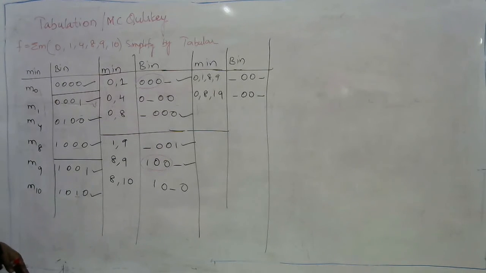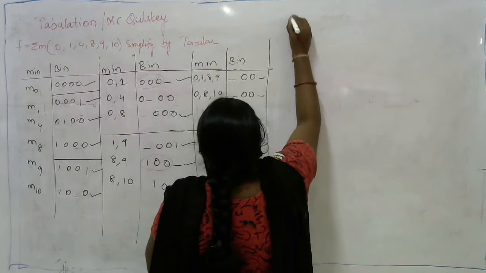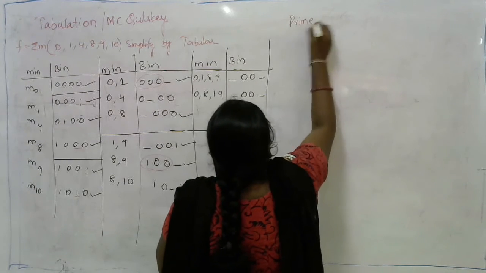So the next step is that we need to write down the prime implicants from this. So here the second step is we need to write down the prime implicants. Prime implicants itself indicates that whichever numbers do not have a tick mark are called prime implicants. So here I need to write down a prime implicant chart.